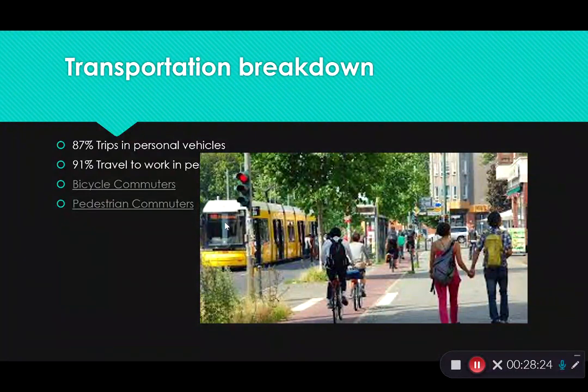All right, so just to break down, 87% of trips are in personal vehicles. So again, that's our single occupant vehicle for the most part is our primary mode of transportation. Most people, 91%, travel to work in their personal vehicle. Bicycle commuters are a pretty small percentage.